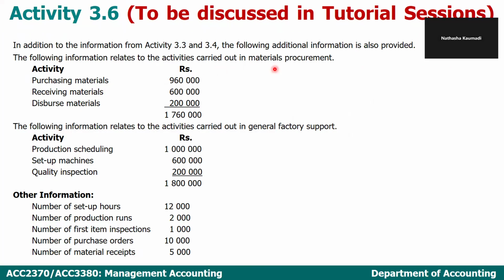Now, if we take the material procurement service center, what are the activities? Purchasing materials, receiving materials, dispersing materials. And then they have given the cost for each and every activity like this. If you take general factory support, what are the activities? Production scheduling, setting up the machines, quality inspection, and then they have given us the cost as well, right? This is how you take the cost.